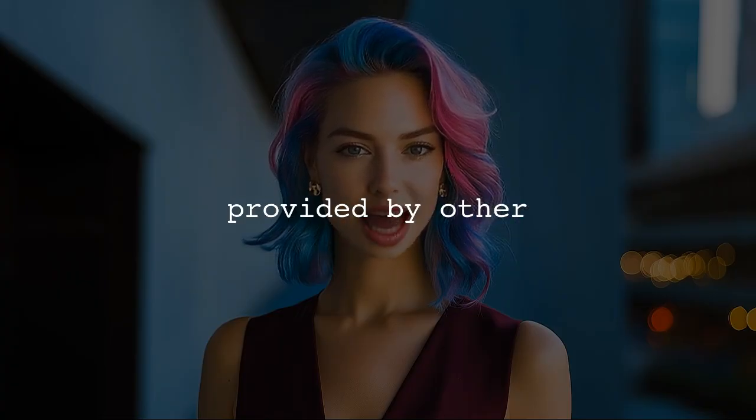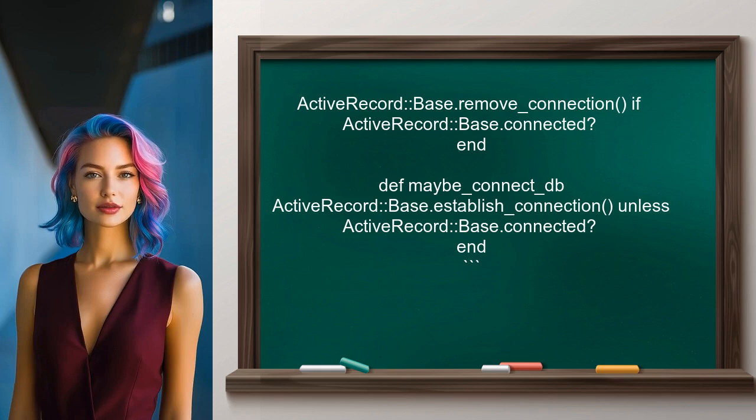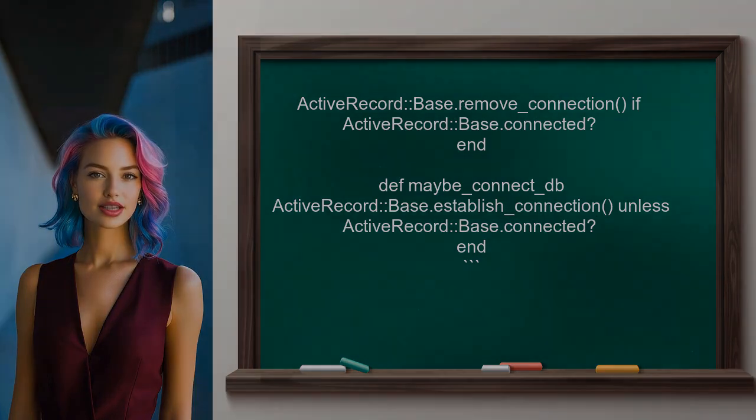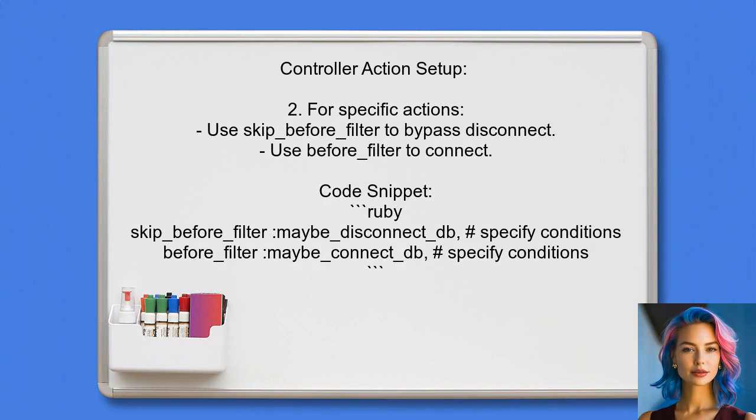Now let's look at the answers provided by other users. One alternative solution involves modifying your application controller. First, add a before filter to disconnect from the database if already connected. Then, create another method to establish a connection when needed. For each controller action that requires a database connection, use skip before filter to bypass the disconnect method and call the connect method instead. This allows you to manage connections efficiently based on your app's needs.